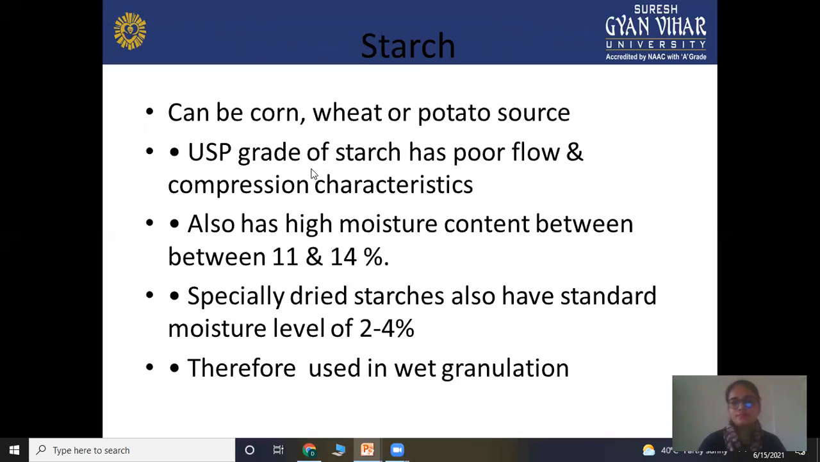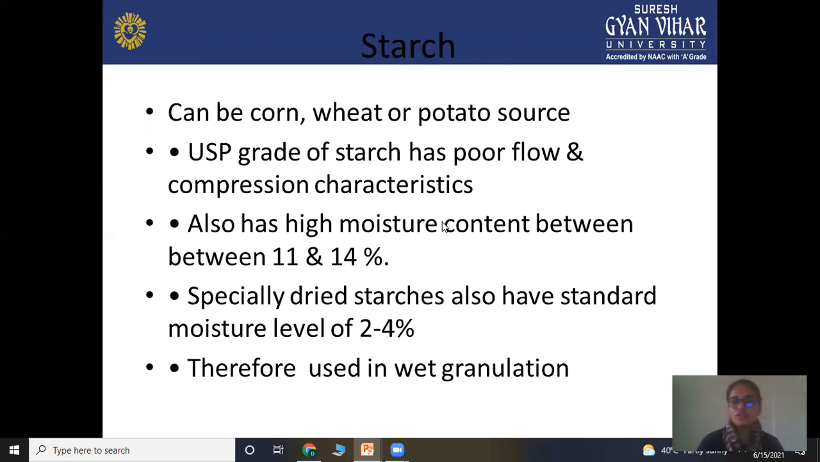Next, starch. Starch can come from corn, wheat, or potato as a source. You can collect the starch from any of these sources, or any other source. USP grade of starch has poor flow and compression characteristics. Those starches which have a USP grade show some problems and do not have good flow properties, and compression is not good. It does not compress easily.